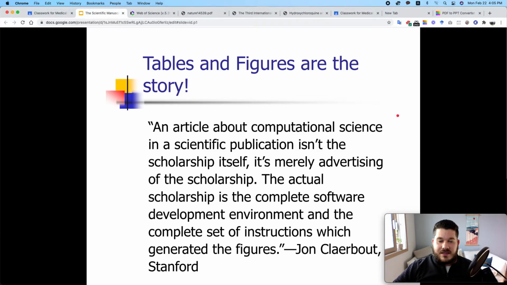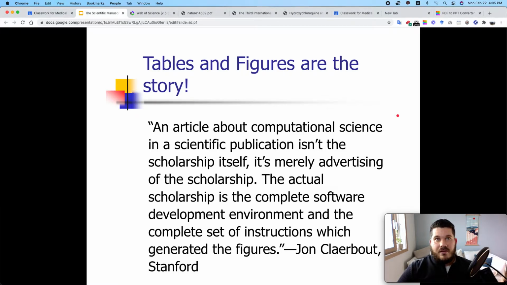So John Claerbout of Stanford says, where a lot of this information comes from, in an article about computational science: a scientific publication isn't the scholarship itself. So the topic really isn't important. It's merely advertising the scholarship. The actual scholarship is the complete software development environment and the complete set of instructions which generated the figures.